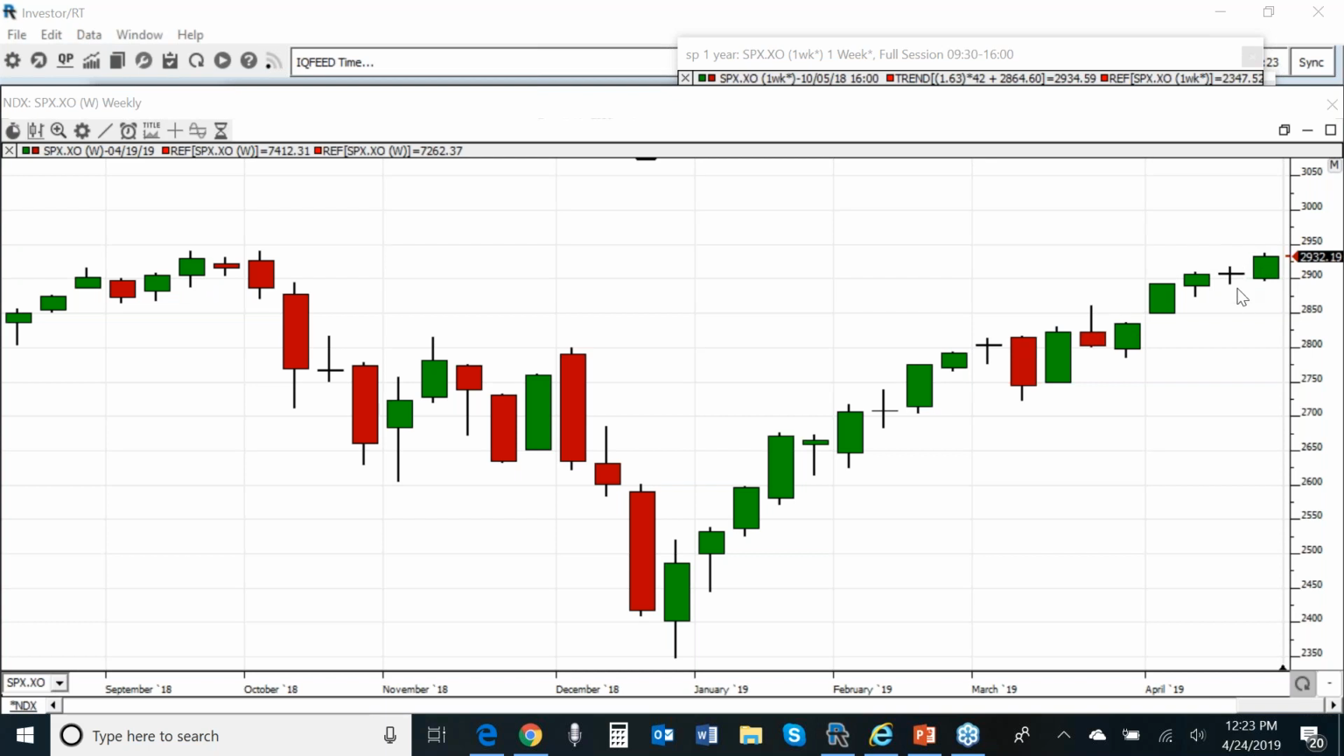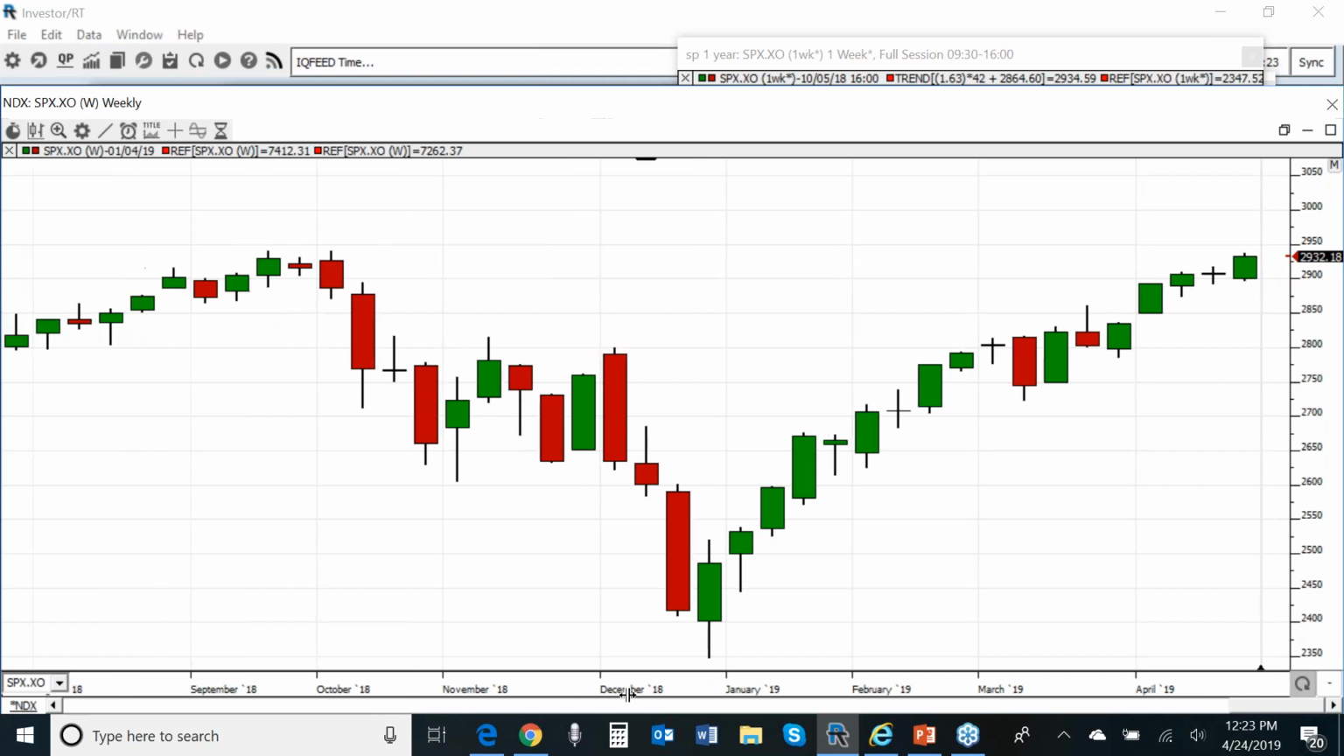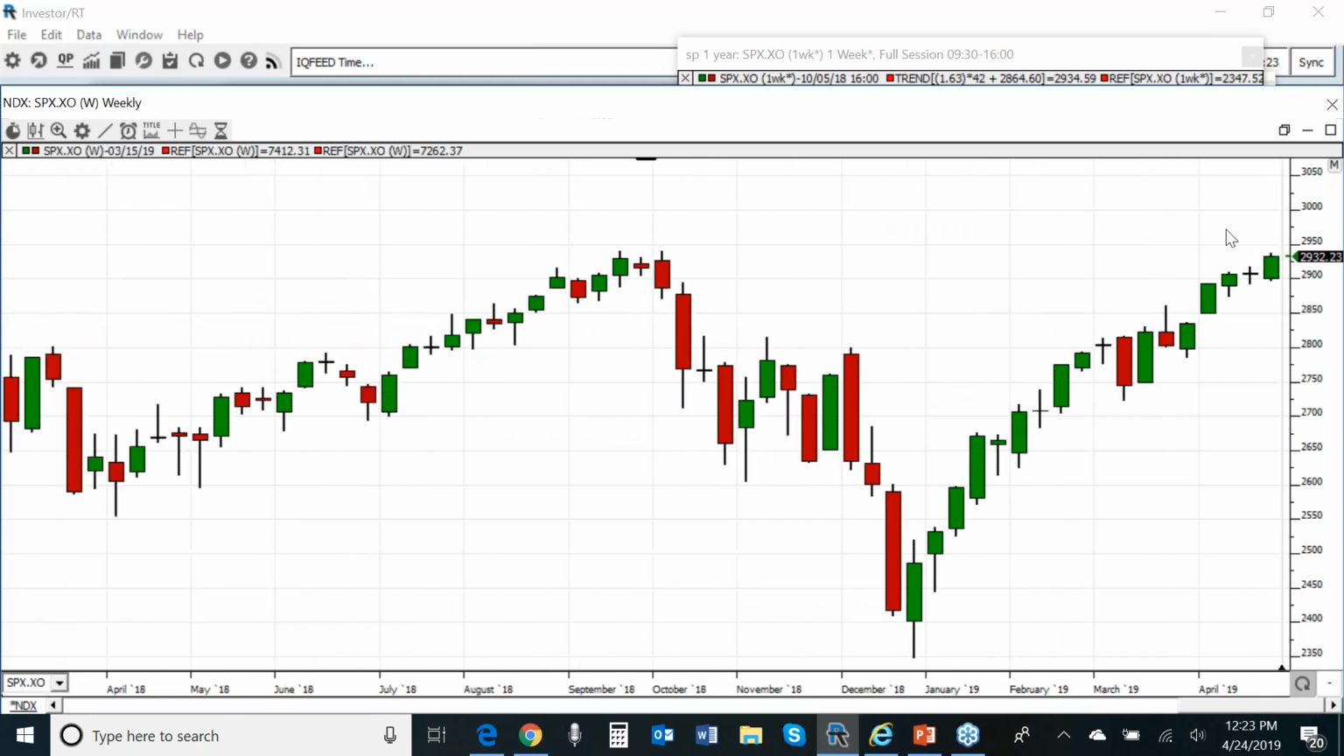Okay, this was last week's doji pattern in the S&P 500. And this pattern is happening at a relative high. So typically a bearish doji pattern would happen at a relative high and then be confirmed to the downside.